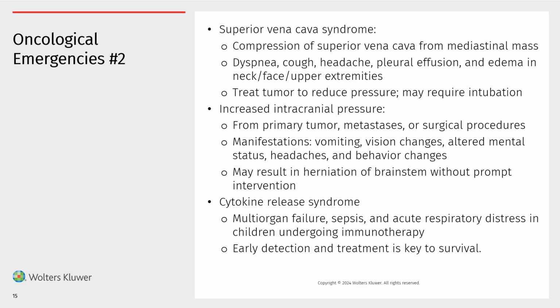There's also cytokine release syndrome. Multi-organ failure can occur because we have these free-floating cytokines. Sepsis, acute respiratory distress in children undergoing immunotherapy, and early detection and treatment is key to survival. So how do you figure that out? We look at multiple organ failure, and then we start doing some testing to determine cytokines or breakdown in the body. Do remember too that anytime you break down protein, you're creating an acid environment inside the body because the breakdown of protein has those free-floating elements.